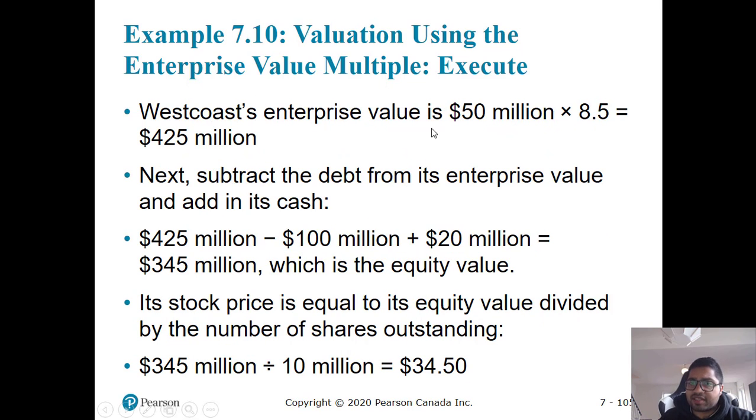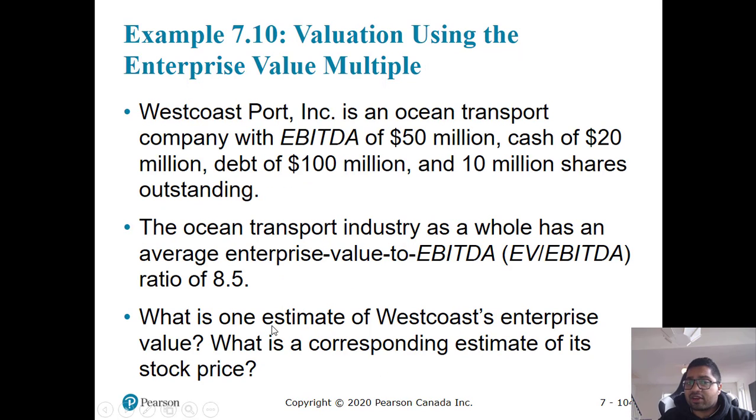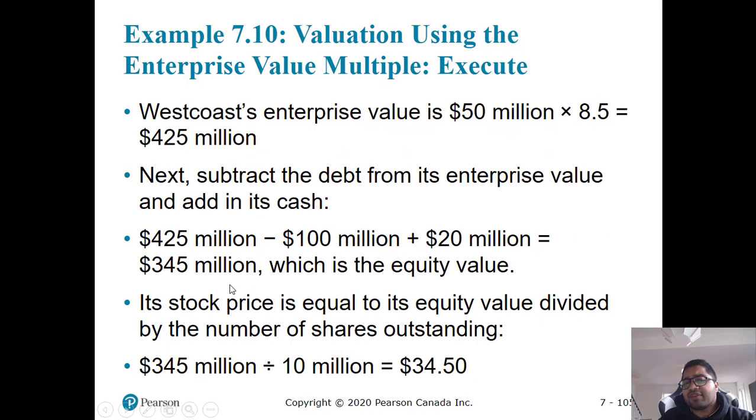So West Coast enterprise value is 50 million times 8.5, which is 425 million. Because EV by EBITDA is known and we know EBITDA, we first calculate enterprise value, since we have to derive the stock price from it. 50 million is EBITDA times 8.5 is EV by EBITDA, so EV comes to 425. So the value of the whole firm is 425 million.